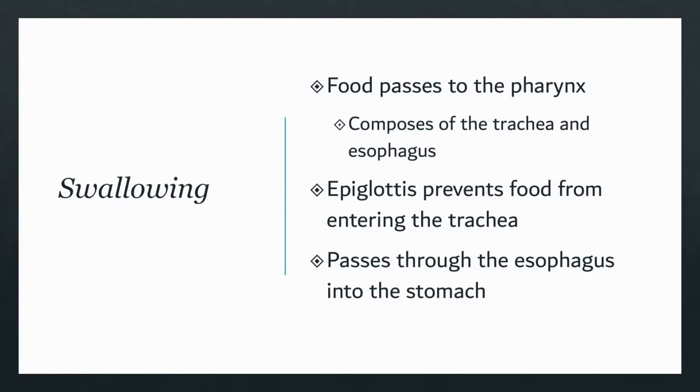During swallowing, the food passes to the pharynx. The pharynx is composed of both the trachea and the esophagus. The epiglottis prevents food from entering the trachea. Food then passes through the esophagus into the stomach.